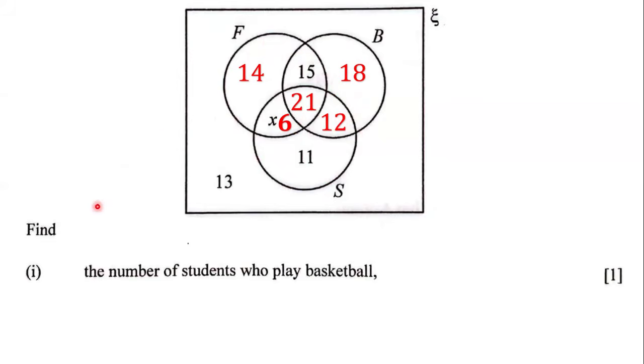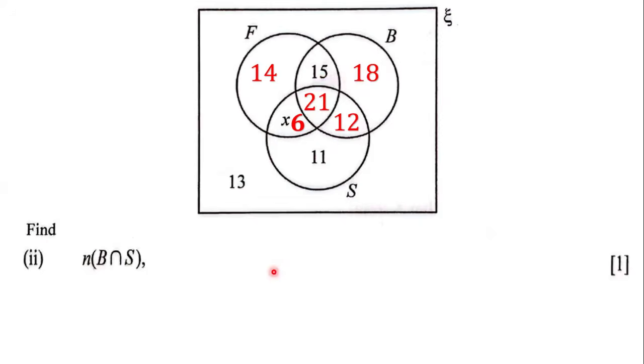It says find the number of students who play basketball. So the number of students who play basketball, we can find that by adding all of the numbers inside of this set, because this whole set is the basketball set. And so that means that we have to add 21 plus 15 plus 18 plus 12. When we add all of them together, we get 66. And so the number of students who play basketball is going to be equal to 66.